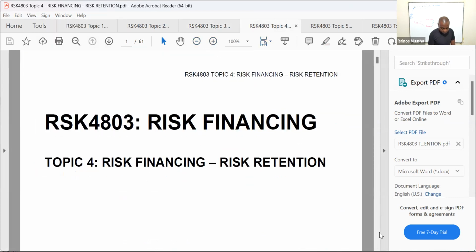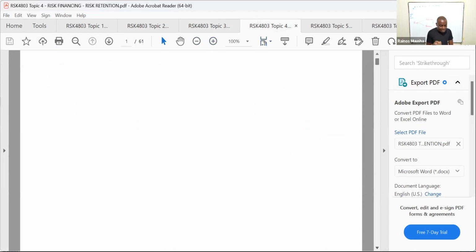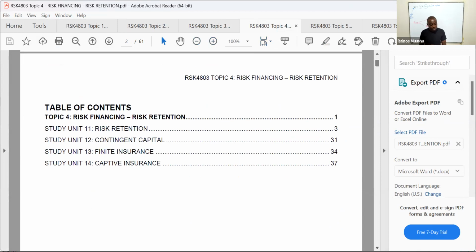Moving on to Study Unit 11. Study Unit 11 is also another highly examinable study unit. Study Unit 11 comes from Topic 4, which looks at risk retention. Topic 4 covers Study Units 11, 12, 13, and 14. They are very, very highly examinable concepts. I've never seen an exam where they don't ask you one of these, or a lot of questions coming from Topic 4. So it's a very important, highly examinable topic.